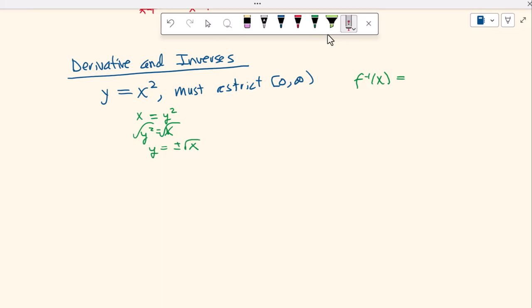Well, I'm not considering it because I'm restricted this. So I'm not going to do the plus or minus. I'm only going to look at the positive or principal root. I don't even need to write it in really. So this is square root of x.